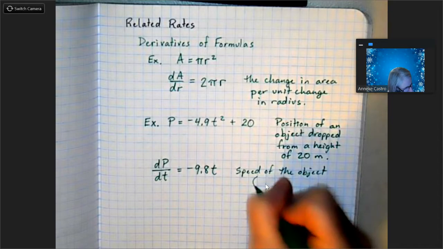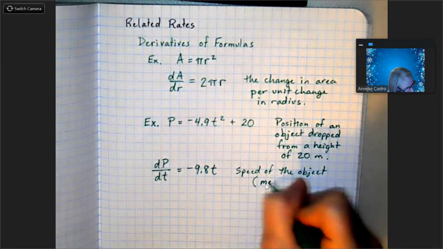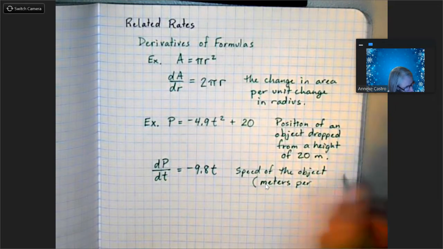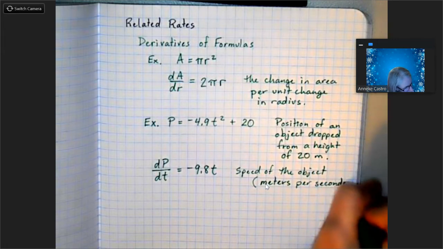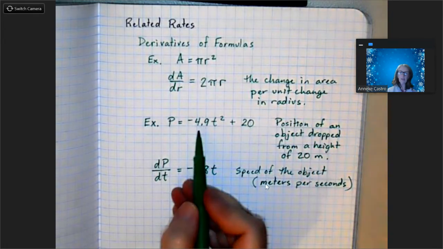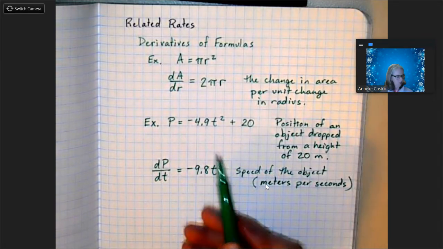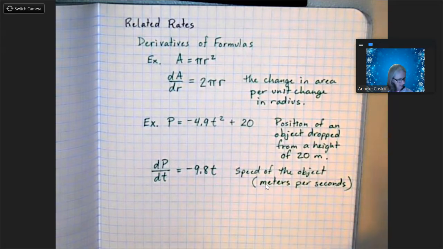Okay, because position is measured in meters, this would be meters per, and the unit of time is going to be seconds. And I know it's going to be seconds because this formula uses acceleration of gravity, which is 9.8 meters per second squared. Okay, so we're operating in meters and seconds here.